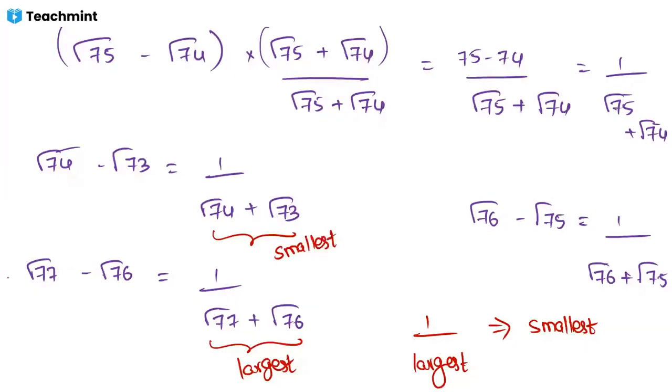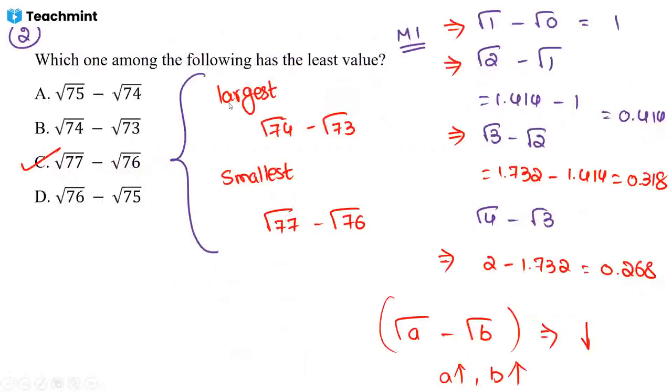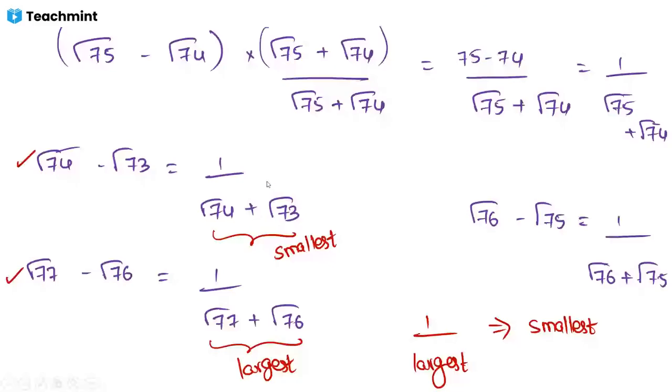Is this okay now? See, two different methodologies are given. Whichever is okay for you, you can follow that. Guys, are you understanding this? Largest, smallest, right? Fine, shall we go for the next one?